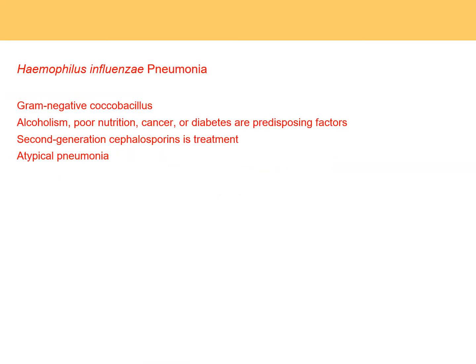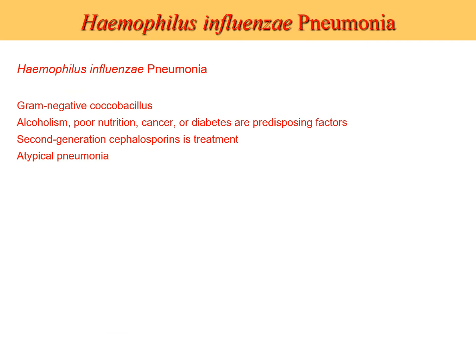Okay, the next most common cause of pneumonia is Haemophilus influenzae pneumonia. It is often associated with predisposing factors. There are risk factors to developing it, including diabetes and cancer, poor nutrition. Alcoholics often will have this kind of pneumonia. There are antibiotics that can successfully treat it. It is one of the atypical pneumonias. Remember that typical pneumonia refers to pneumococcal pneumonia caused by Streptococcus pneumoniae.